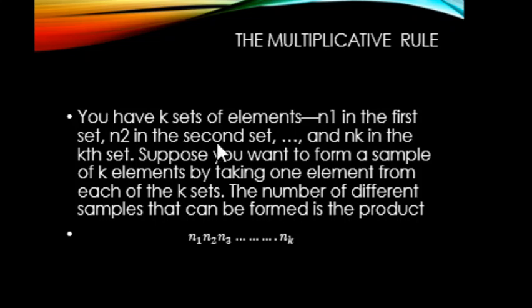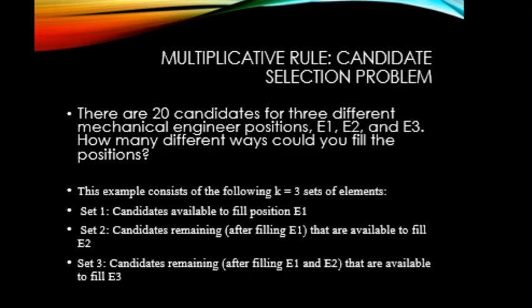So there's a very simple rule which is called the multiplicative rule, not the same one that we saw for conditional probability, but this is for counting. So N1 times N2 times N3 and so on. So this is a very simple rule. Let's look at a couple of examples where we can use this rule to figure out the total number of events for an experiment.